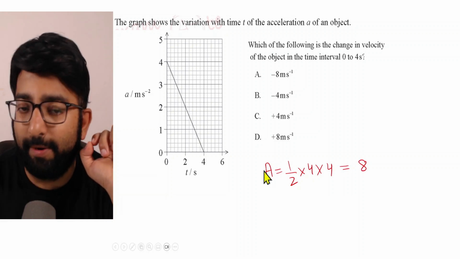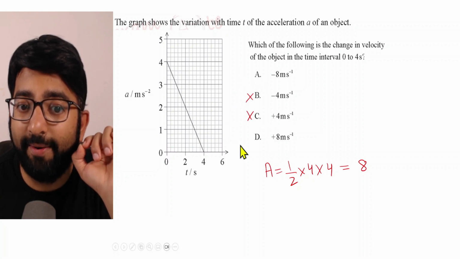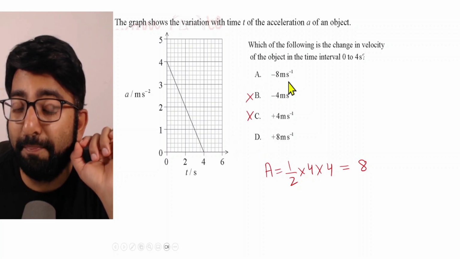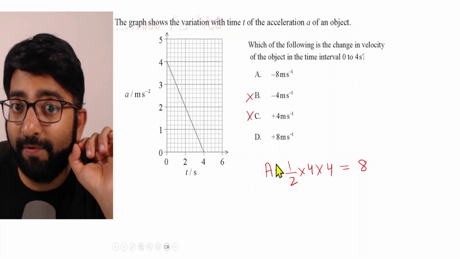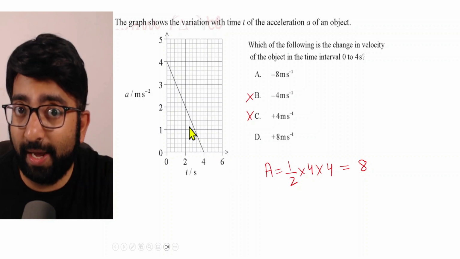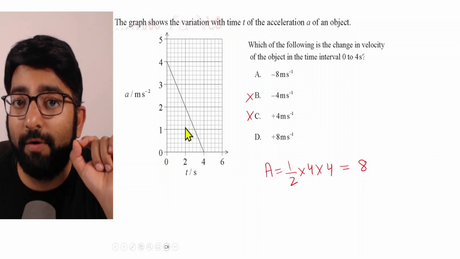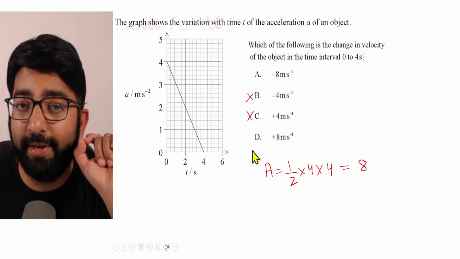Now, in the options, that would mean option B and C are definitely wrong. But both option A and option D have the value of 8 meters per second. So which one do we check? That is very easy. Since we have found the area to be 8, but this entire region is above the x-axis, the area would be positive. Hence the change in velocity would be positive 8. Hence D is the answer.